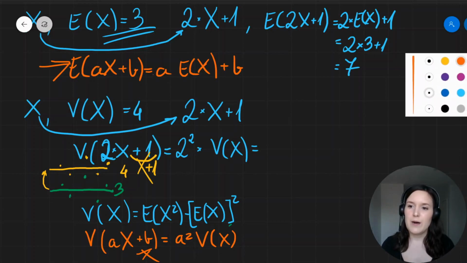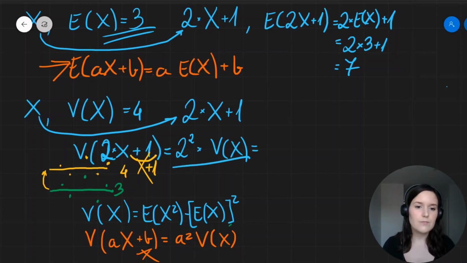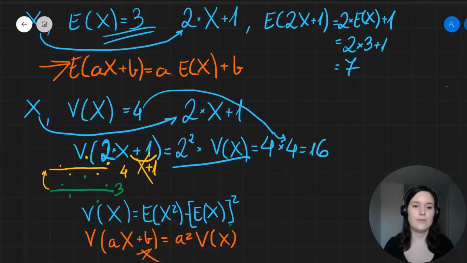So coming back to my example, I multiplied by 2. So it's 2 squared times the old variance. So it's 4 times the old variance, which was actually also 4. So 16 is the new variance.